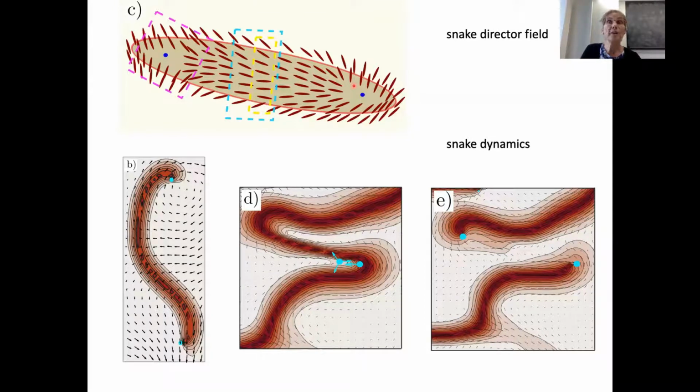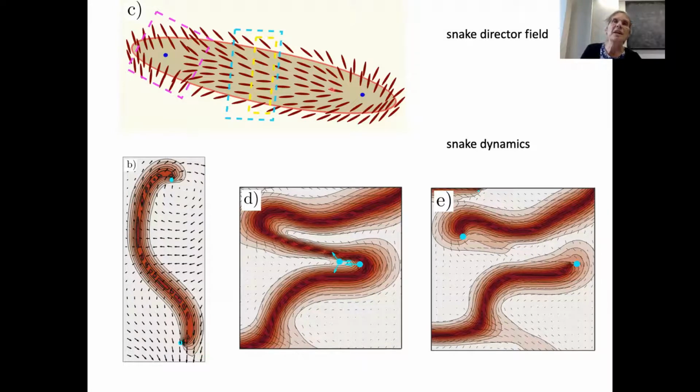The flow field, which is caused by this particular setup, is a flow field which goes outwards along the snake, and so it tends to elongate the snake. So here's a snake with the flow field pushing it outwards and making it longer.